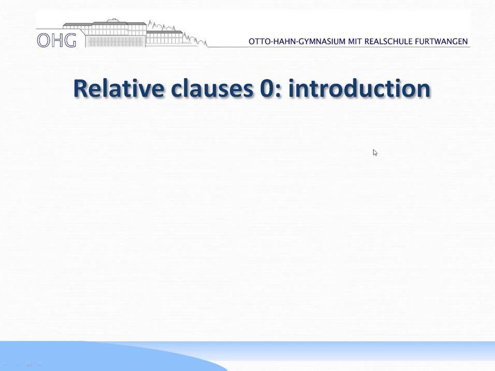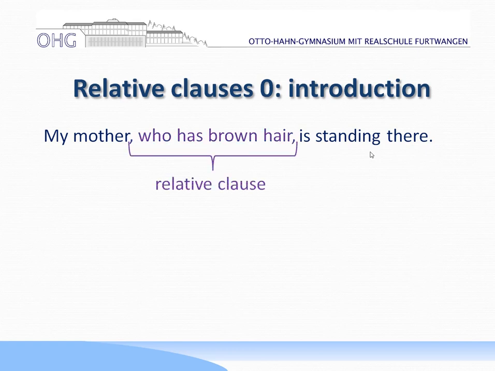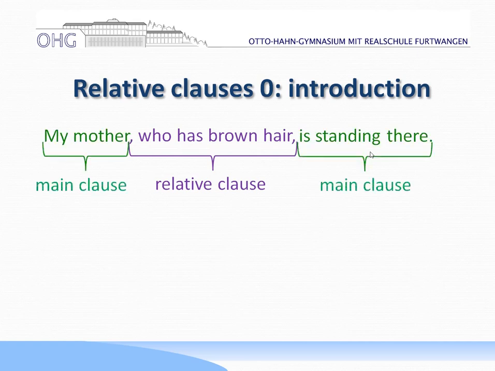We'll look at examples of relative clauses and then I'll explain what they are all about. So generally, here we have one example where we can see a relative clause. This is the relative clause in this nice purple here. But a relative clause can never stand alone, so it needs a main clause in green here.